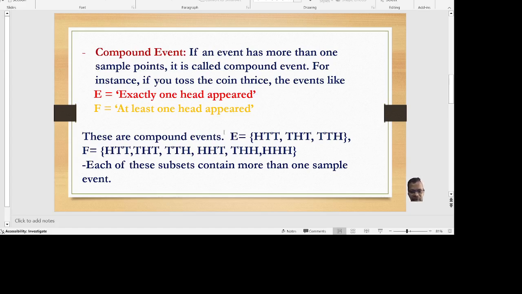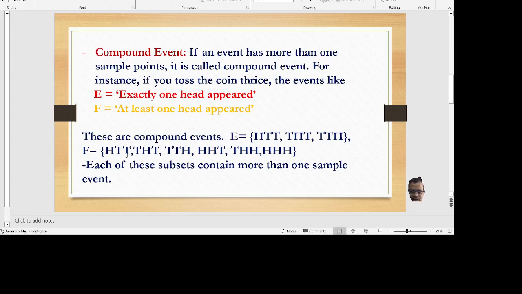So let's find out what the compound events are. In E, exactly one head appeared, how many outcomes? HTT has 1 head, THT, and TTH. So in E there are actually 3 sample points. So this is a compound event. Also, if at least one head appeared, we have to find out. We have already discussed it. At least one head means one head or more. It can be more than one head also.